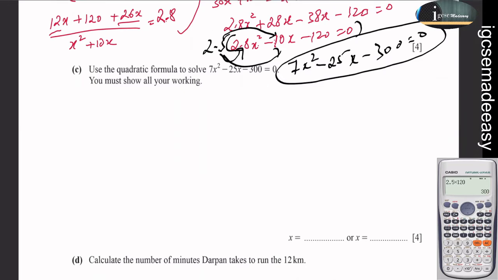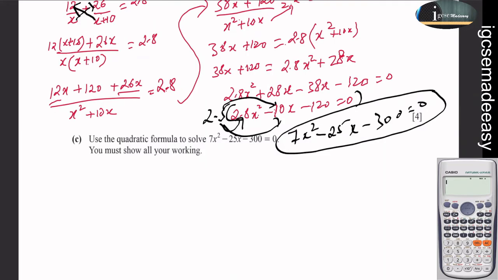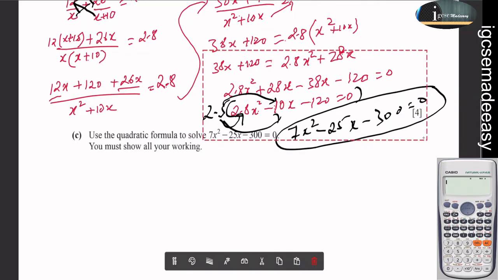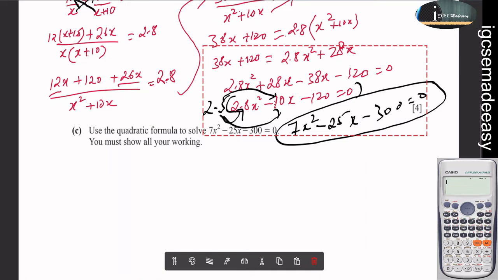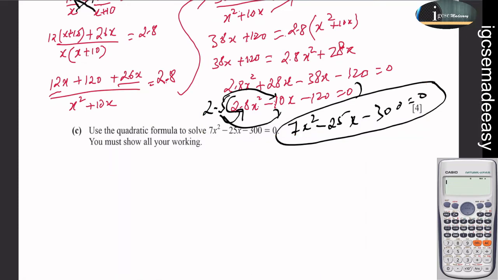So let's do part C. Part C, use the quadratic formula to solve this. You should know the quadratic formula: x equals minus b plus minus under root of b square minus 4ac, divided by 2a. Okay, this is the quadratic formula.